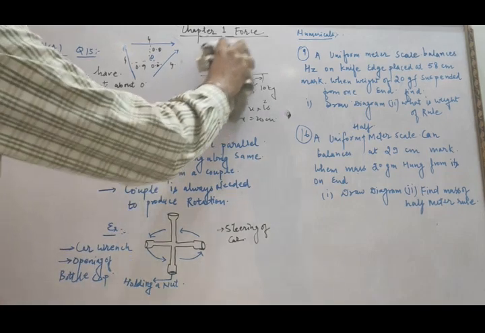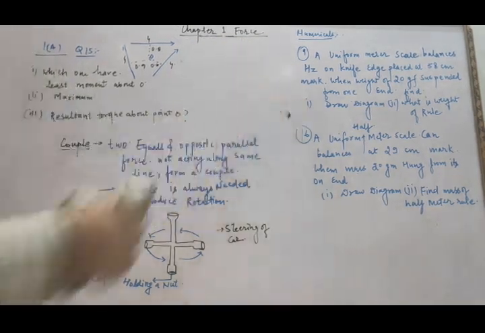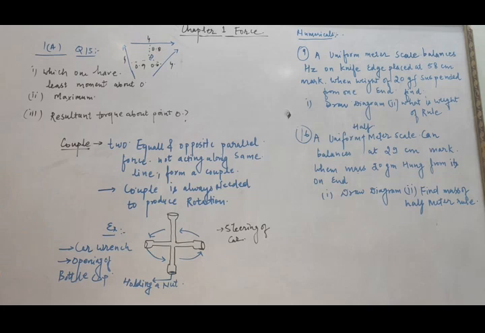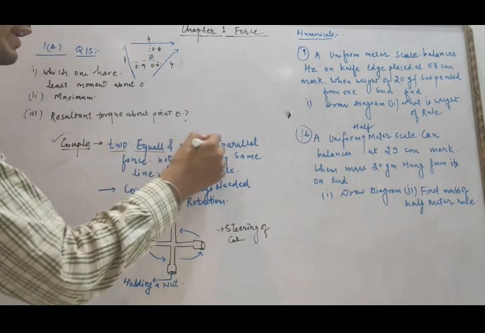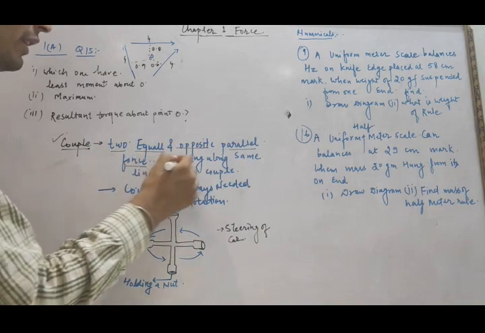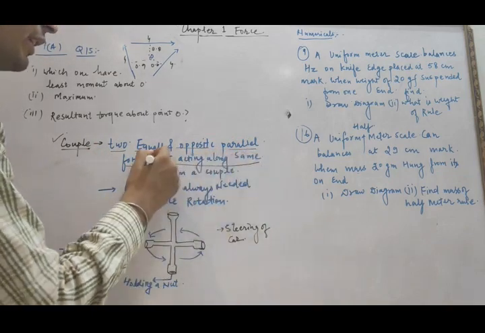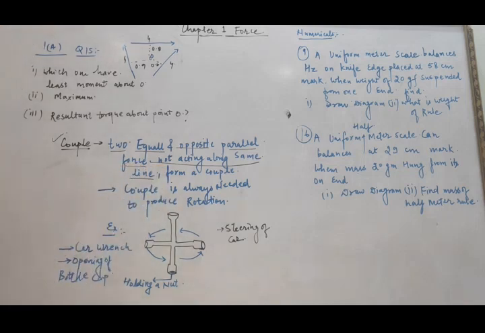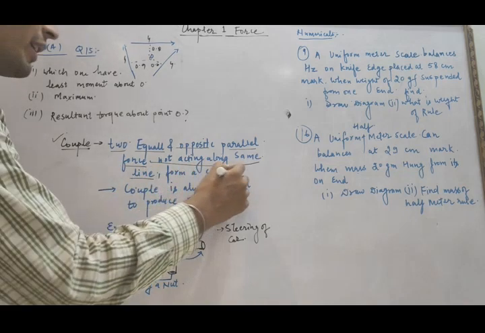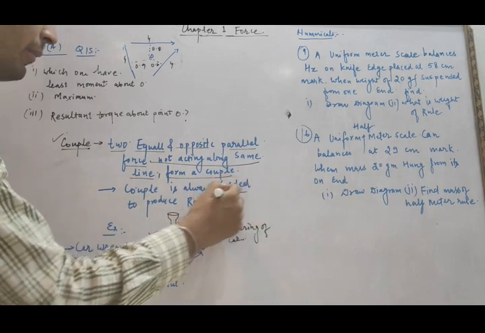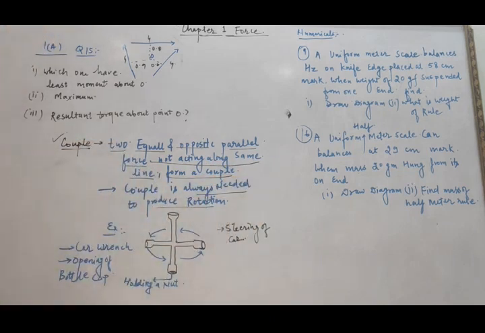In this video we have taken some numerical examples also, but before proceeding towards the numericals, we will study one more topic, that is couple. What do you mean by couple? A couple is two equal and opposite parallel forces not acting along the same line. This is very important. A couple is always needed to produce a rotation. Wherever a couple is exerted, there must be a rotation.